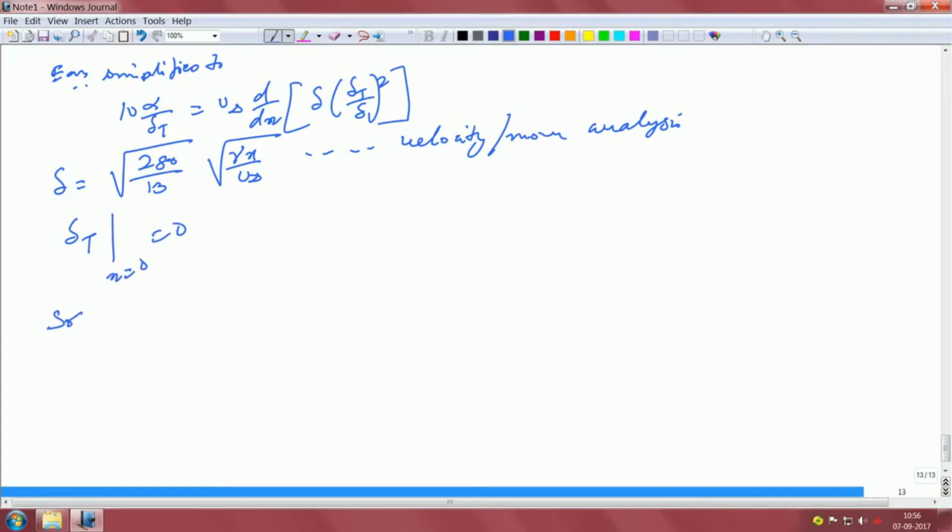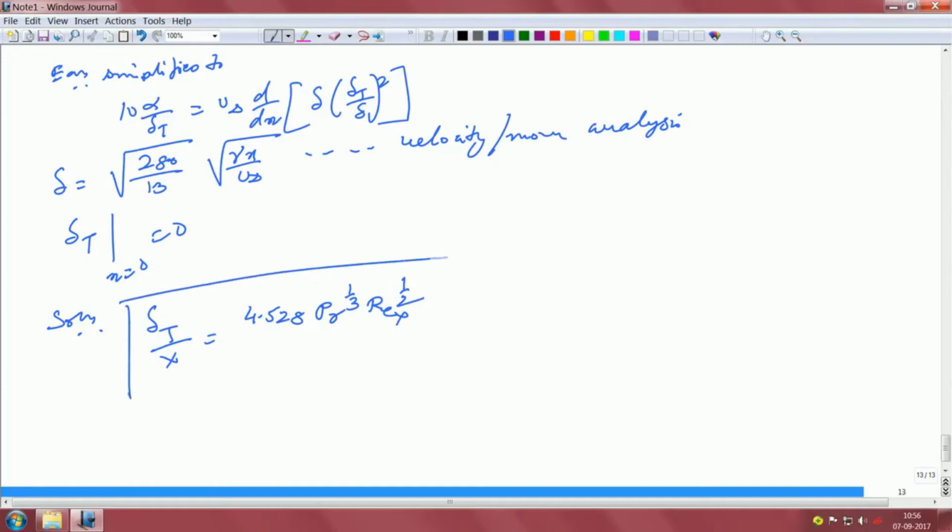So, the solution of this particular expression becomes delta t by x is 4.528 into Prandtl number to the power of 1/3 Reynolds number to the power of x to the power of half. Okay, so that is the expression that we get, delta t by delta.